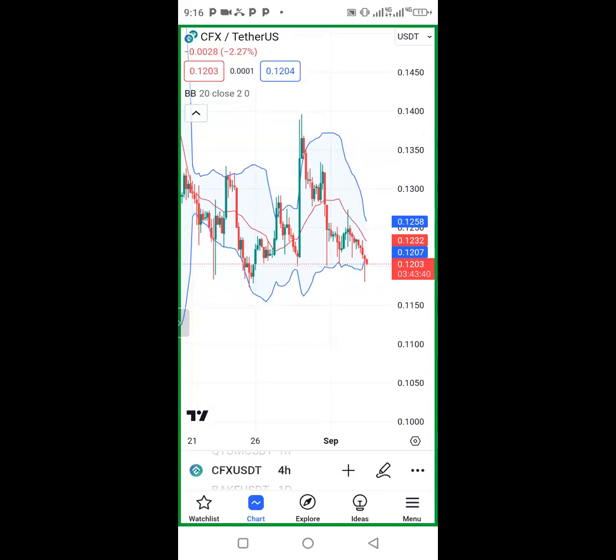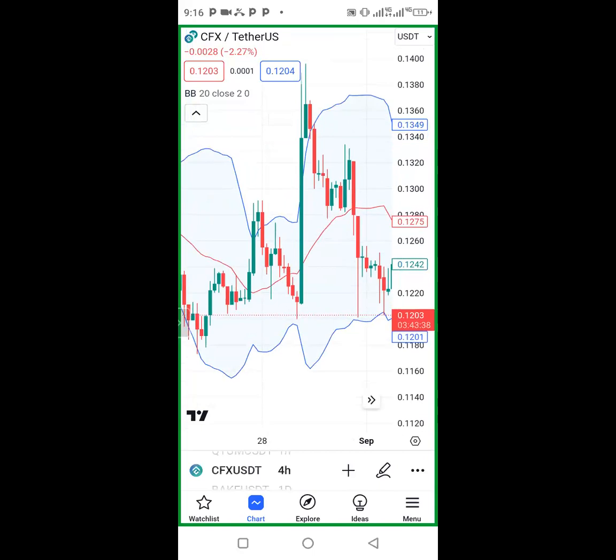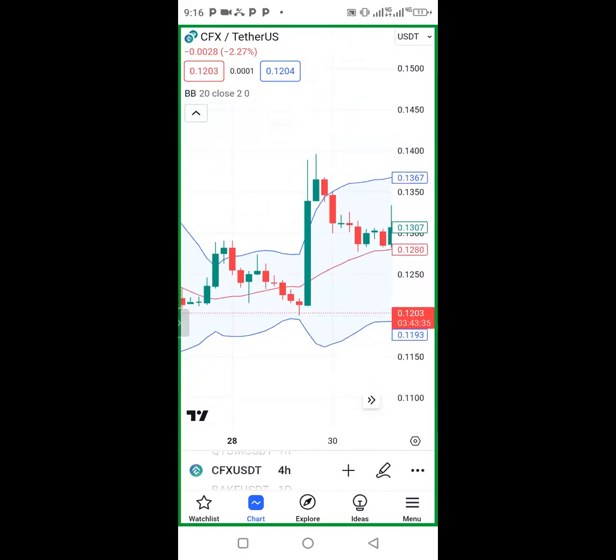Now, when you see a green candle, as you can see in this case here, it is telling you that people are using that exchange to buy the coin. That's why it's going up. When people start to buy the coin, it goes up, and the green candle signifies that people are buying the coin.